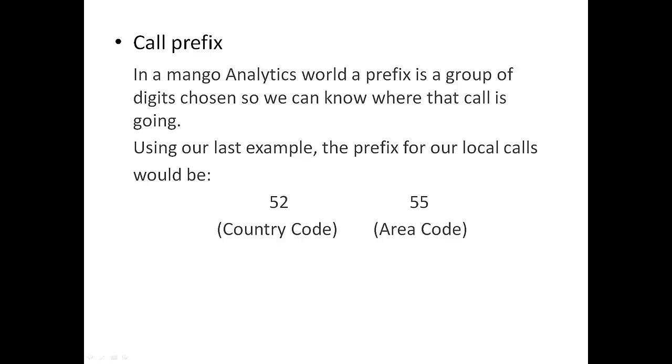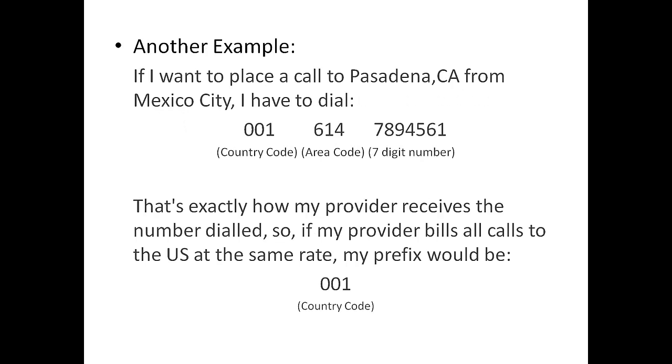A call prefix is a group of digits chosen so that Mango Analytics knows where that call is going. Using our last example, the prefix for all local calls will be the country code and the area code, which is 5255.